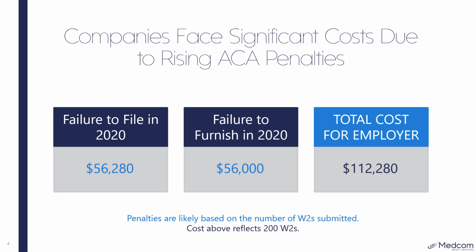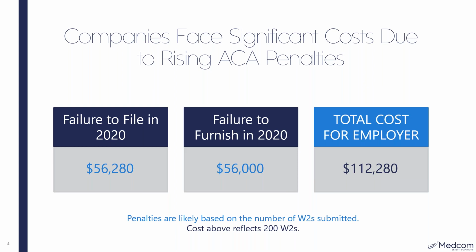So just giving you here a real world look at what the failure to file and failure to furnish penalties look like. These numbers are associated with the filing to the IRS and furnishing to employers. If there was some kind of mix up, not getting them there on time or the information was not correct, this penalty shown here, the $56,280 and $56,000, which totals $112,280, is based on 200 employees. When the IRS assesses penalties, they will most always look at the number of W-2s from an employer.